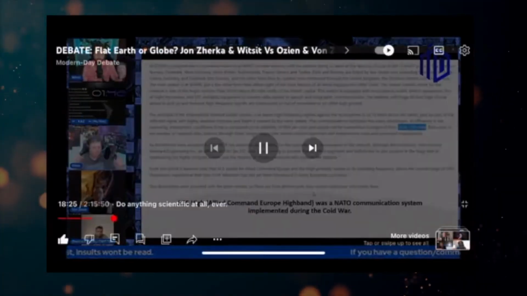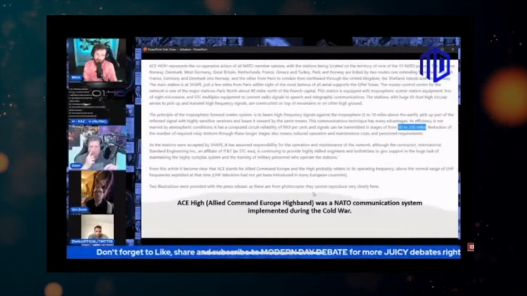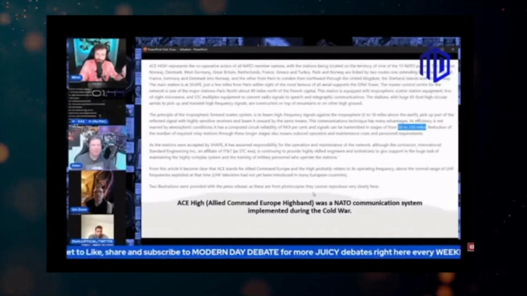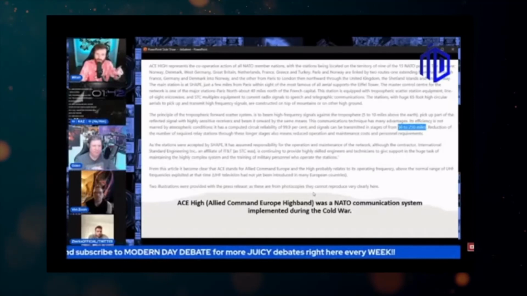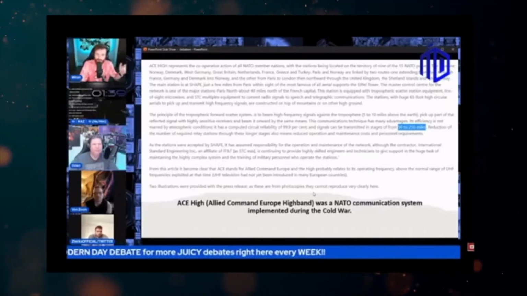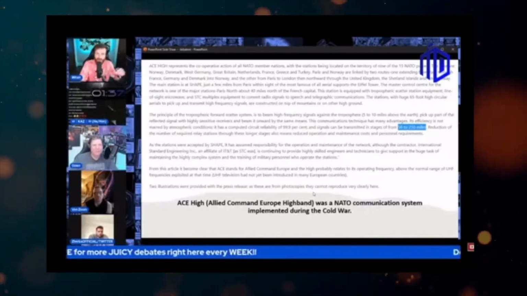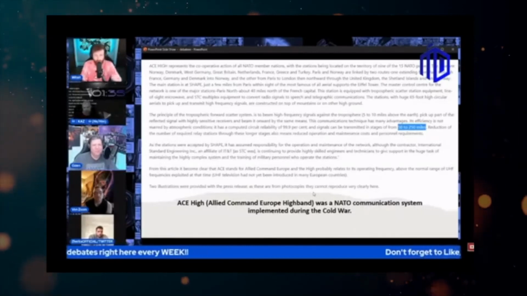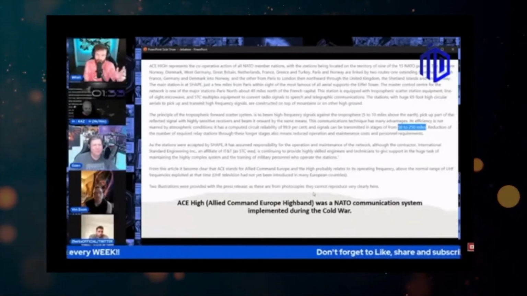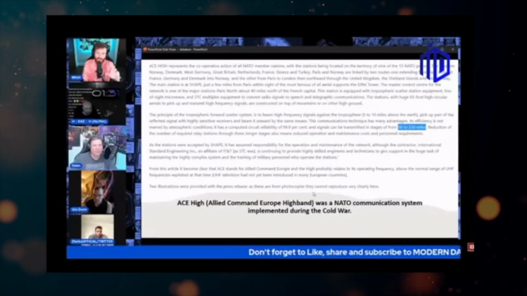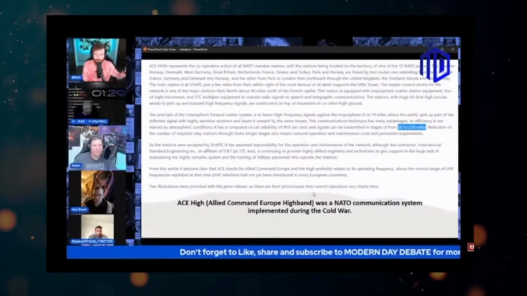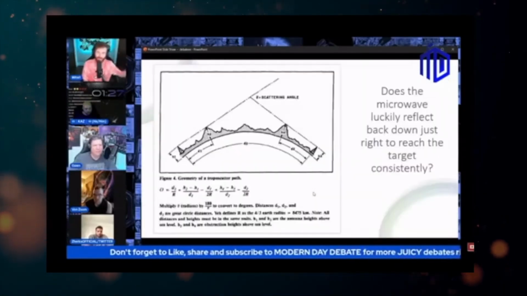Unfortunately, the ACE, which is the Allied Command Europe High Band, was a NATO communication system implemented during the Cold War, where they're shooting 50 to 250 miles with microwave transmissions. And again, you can't just cop out by saying refraction and diffraction. It doesn't work like that. So you guys don't know the answer. I can play games with you all night and let you pretend you do, but we're going to cut to the chase and tell you what your religion is.